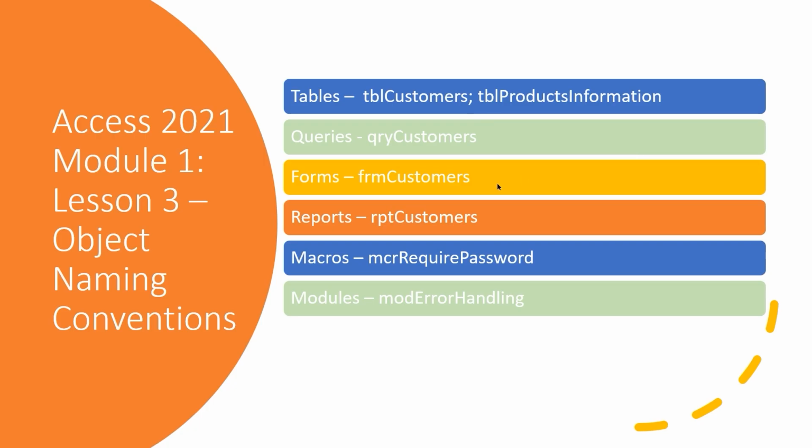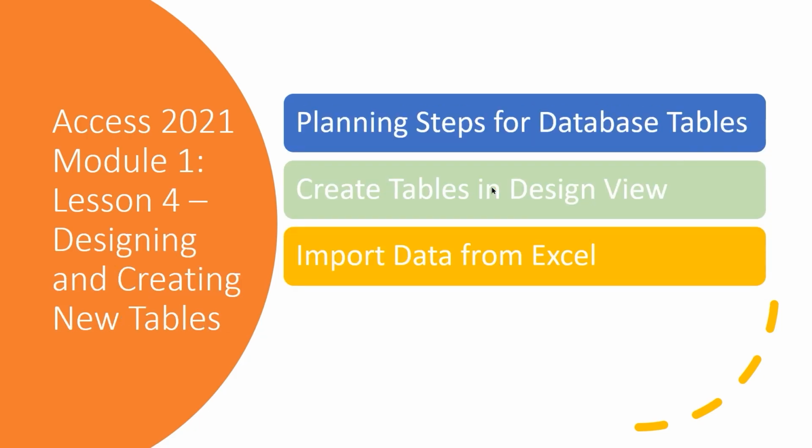I'm also going to review now what we're going to cover in lesson 4, and then we're going to go back to Access and get started on this. So once we create our database, we're going to start designing and creating new tables. So there are planning steps for database tables, and we're going to create tables in design view. And in terms of populating tables, we can do manual data entry, and we can also import data from Excel.